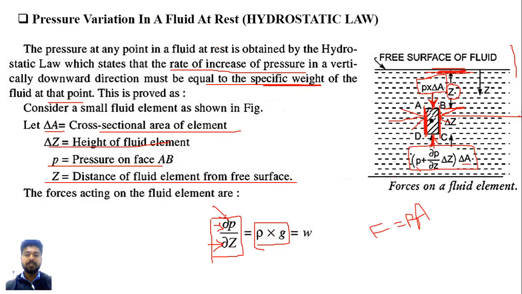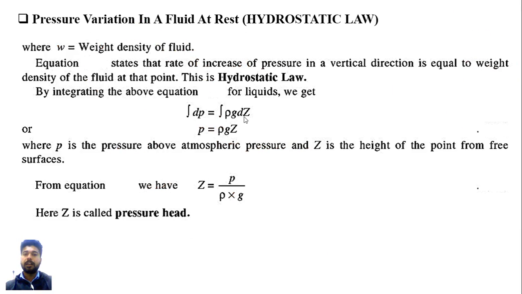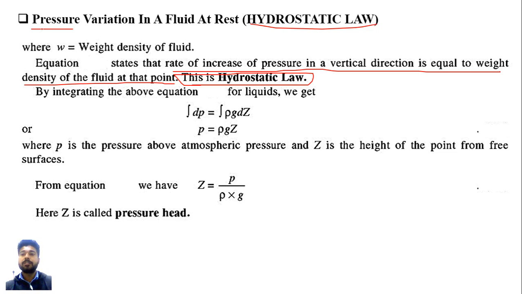That is the change in pressure in the vertically downward direction, the delta Z direction, which equals the specific weight, and this is the hydrostatic law. The hydrostatic law states that the rate of increase of pressure in a vertical direction is equal to the weight density of the fluid at that point. Many times in examinations they ask what the hydrostatic law is, or they ask it as pressure variation in a fluid at rest. These two terms are the same.